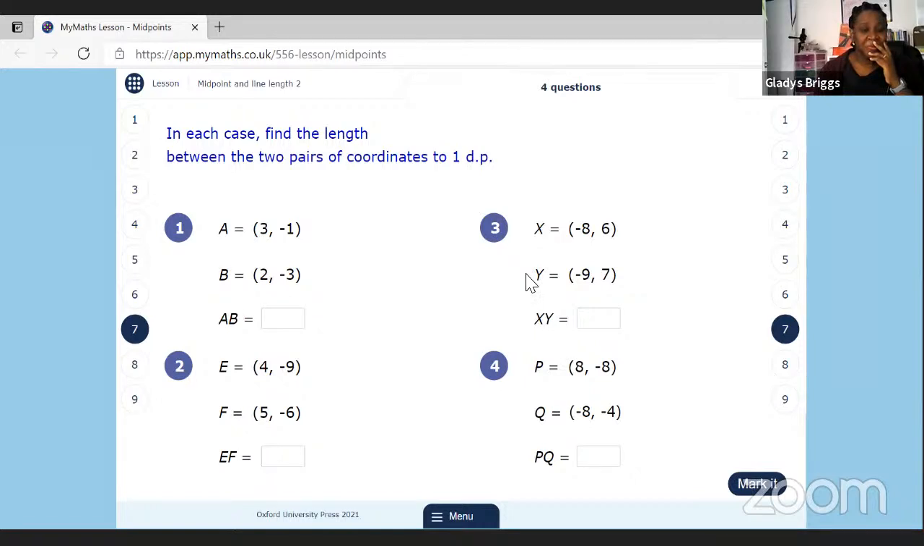I'm helping us all. Well done, guys. Well done. I can see your answers. Okay, let's take some answers. Who's feeling confident about question 1?